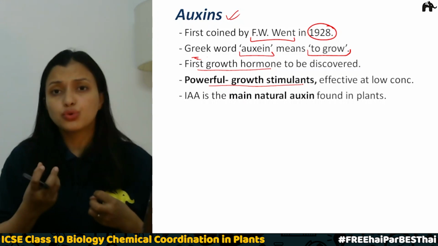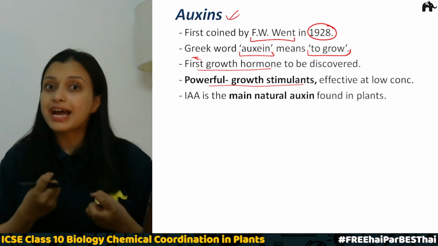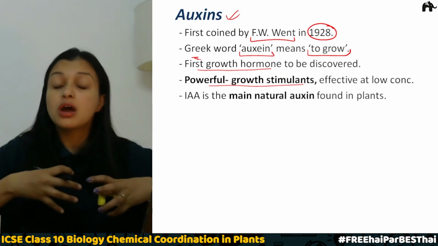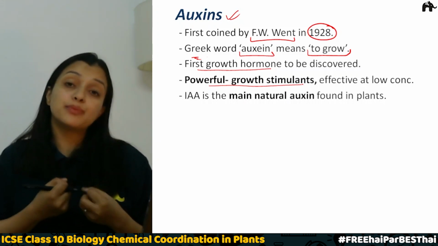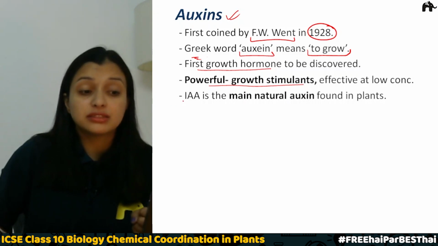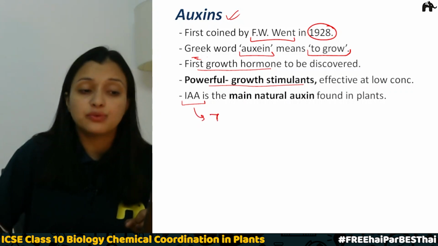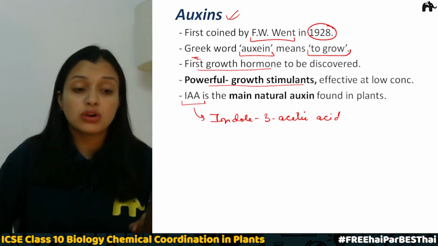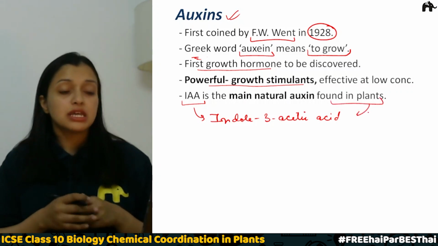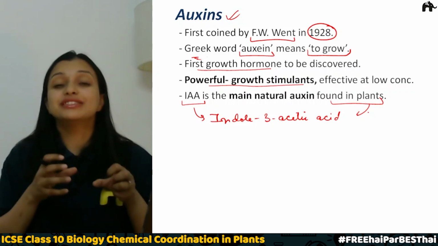This hormone stimulates growth even when it is present at a very low concentration. So with this we can analyze how powerfully it stimulates the growth in case of plants. Now the main natural auxin that we can see is IAA, and we call it indole 3-acetic acid. So this is the main natural auxin that is found in plants. This is the introduction to our first phytohormone, that is auxin.